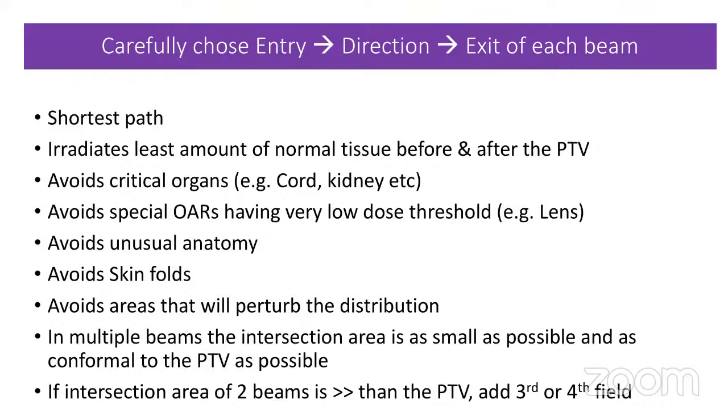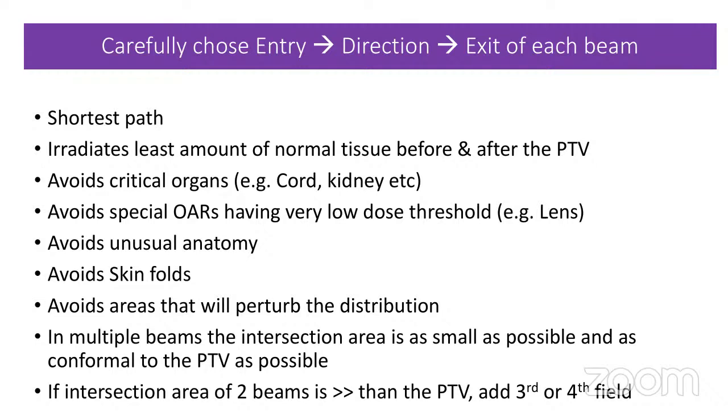That is one thing, for the one beam you choose. When you are using multiple beams, the intersection area of multiple beams should be as small as possible. And it should be as close or conform to the shape of the planning target volume as possible. When you're doing two fields, it is not possible. The intersection of two beams is generally much beyond the planning target volume. In the anterior posterior field, it will be much beyond the planning target volume anteriorly and posteriorly.